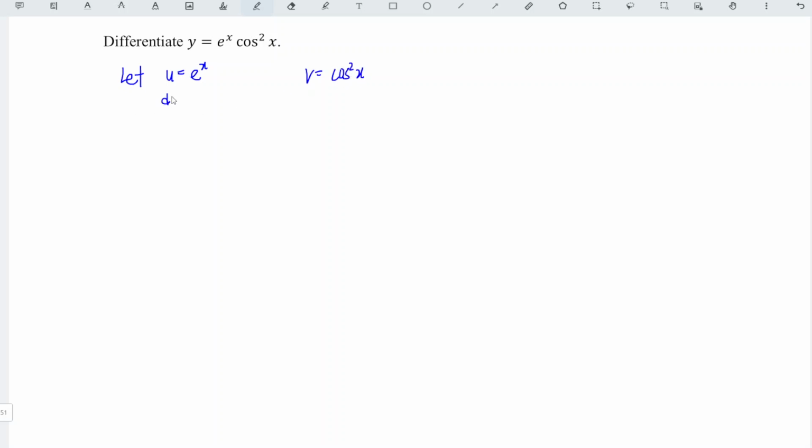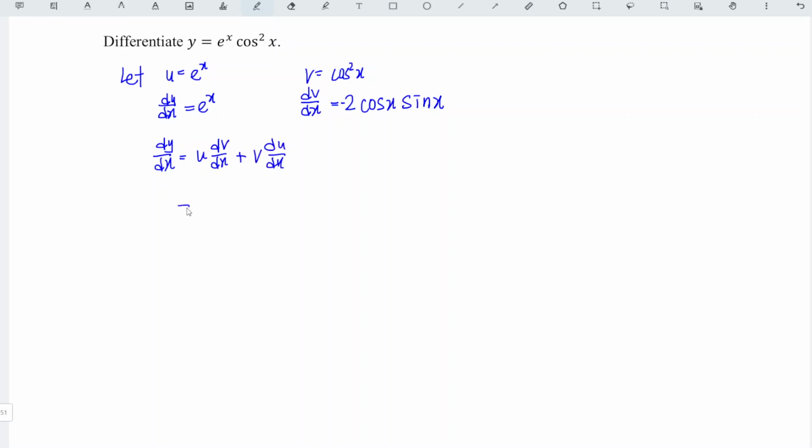When we differentiate u with respect to x, we obtain e^x, and when we differentiate v with respect to x, we bring the power down to get 2 cos x. Differentiate cos x, we obtain negative sine x. Which means that dy/dx is equal to u dv/dx plus v du/dx.